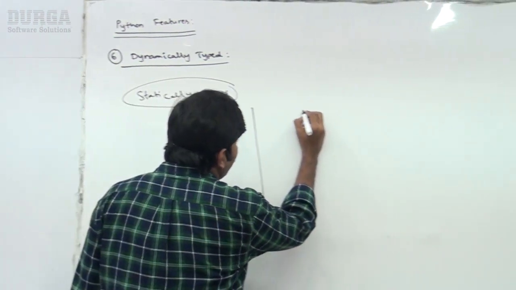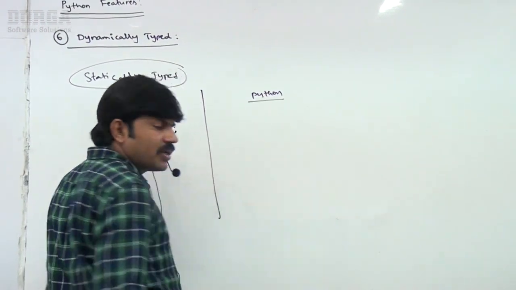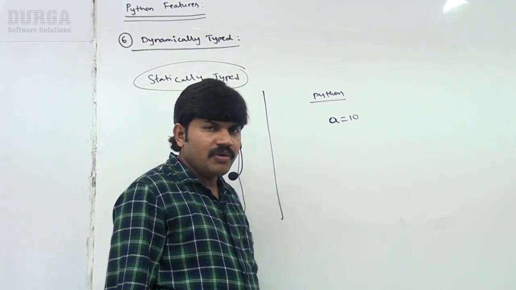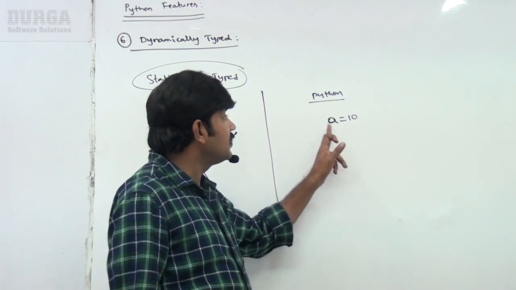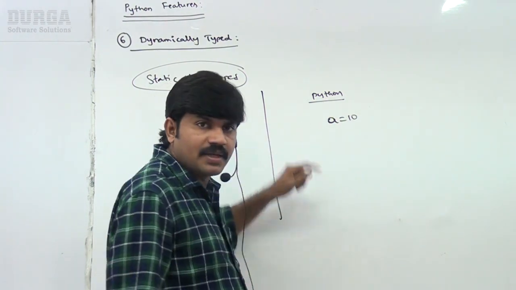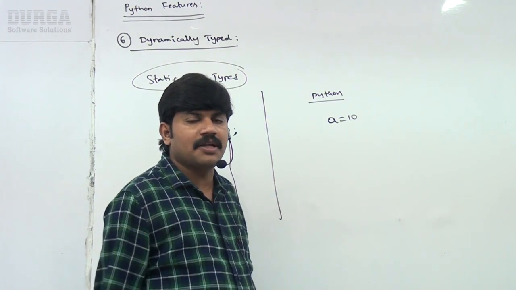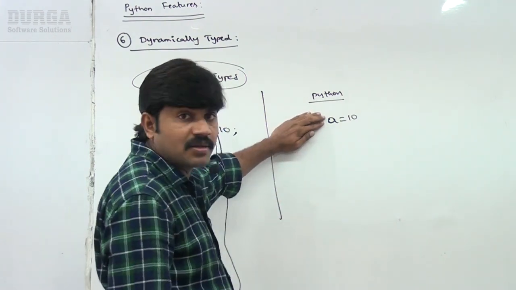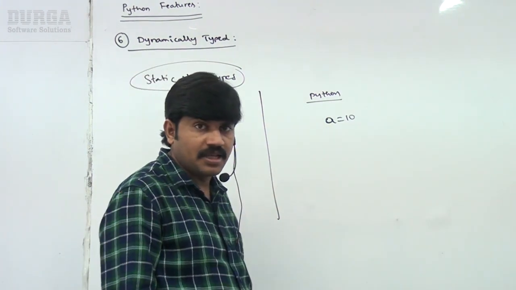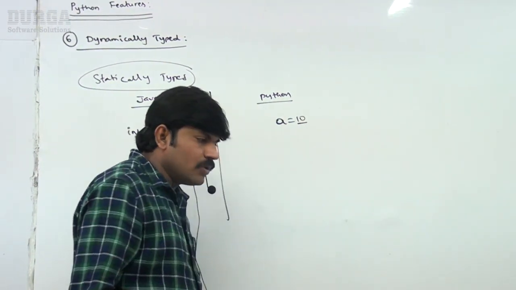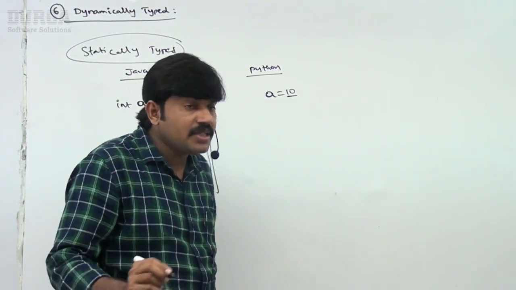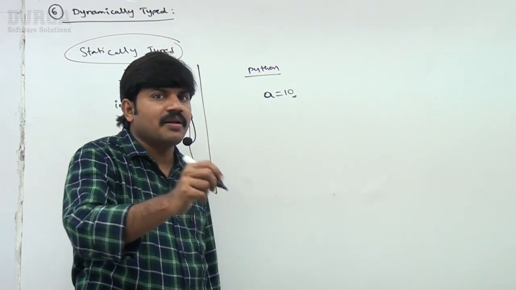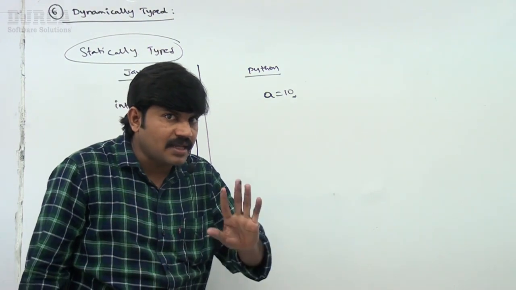But in Python, what is the story? Very simple. I'm taking a is equal to 10. Is it accepted or not? Perfectly, it is accepted. I didn't declare the type, still it is accepted. In Python, we are not required to declare the type explicitly. Based on the provided value, automatically the type will be considered. This nature is considered a dynamically typed programming language.